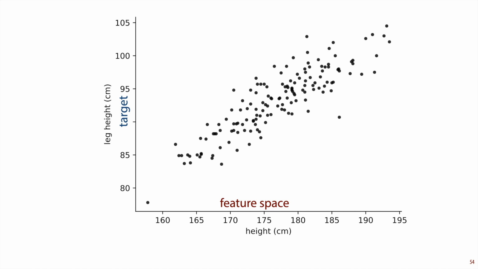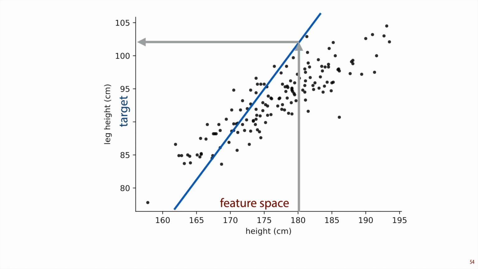And we can start with the same intuition that we had before. What if we simply draw a line in this space? And that looks like this. Based on a line we can build a model. We start with a point in the feature space. So let's say we encounter somebody who is 180 centimeters tall. And the line that we've drawn gives us a mapping from that value to the target value and gives us a suggestion that according to this particular line, to this particular model, we can expect a leg height of around 102 centimeters.